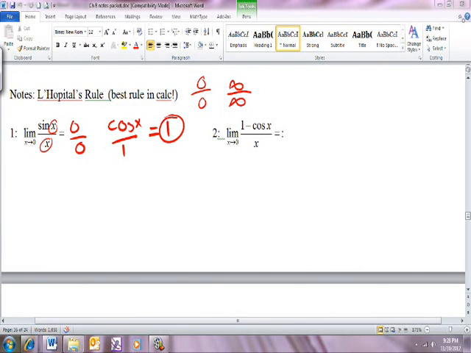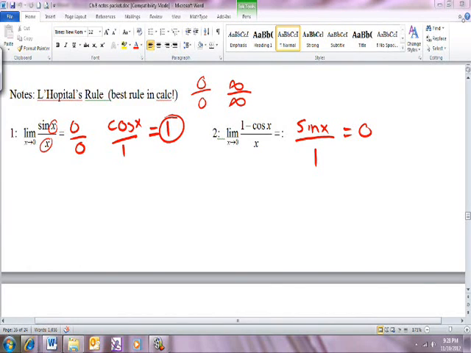Same thing over here. If I plug in 0, I end up with 1 minus 1 over 0. So you take the derivative of the top, which is sine of x, over 1, and now we plug in our 0. Sine of 0 is 0, and so we've got it. That's mainly what L'Hopital is. You take the derivative of the top and the derivative of the bottom, not needing the quotient rule, because we're really looking at the rate at which the top changes with respect to the rate at which the denominator changes.